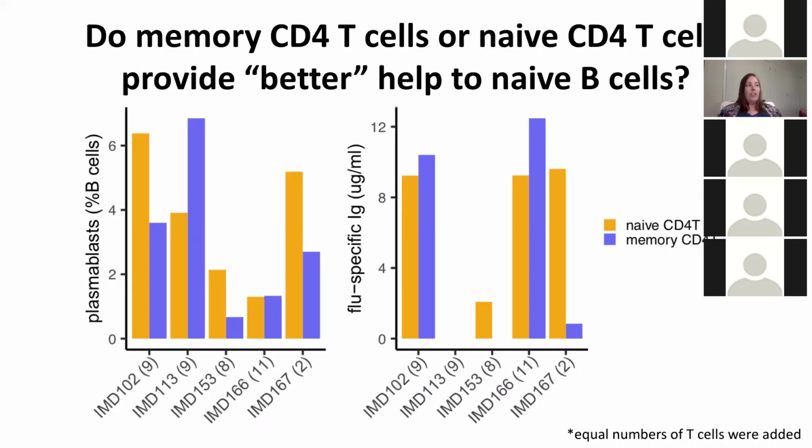And you can imagine that there might be several reasons for this, but my hypothesis is that the memory cells are more selective about which cells they're allowing to differentiate into plasmablasts, whereas the naive cells may just be pumping out generically some cytokines that will help sustain B cell differentiation.